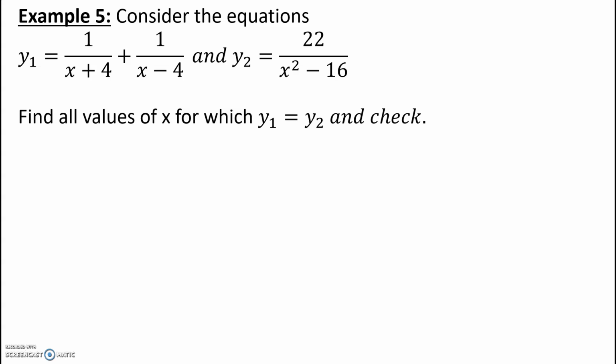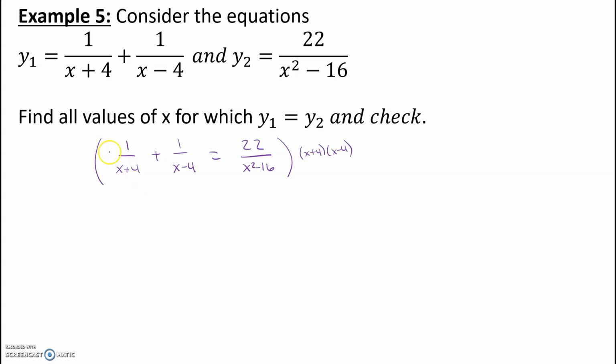And last but not least, this one gives you 2 equations. All right, consider the 2 equations. It says find all values for x where y1 will equal y2. So if y1 equals y2, then all of this should also equal all of this. So 1 over x plus 4 and 1 over x minus 4 should equal 22 over x squared minus 16. Again, remember x squared minus 16 is x plus 4, x minus 4. So it looks like to get rid of those denominators, we're going to have to use an x plus 4 and an x minus 4.